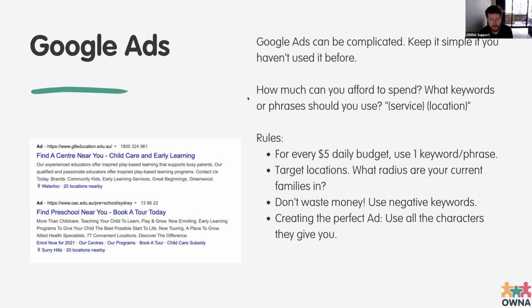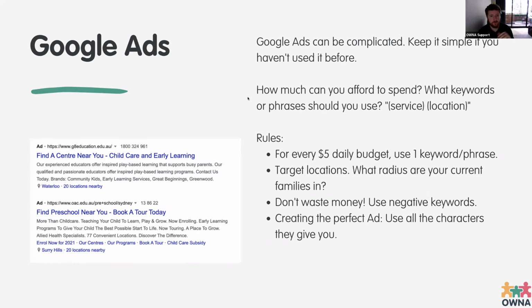So first of all, you just look at how much you can afford to spend. Like I mentioned before, if you only want to spend $5 a day, you only spend $5 a day. And then you look at the keywords and phrases that you should use. So whatever service you offer, whether it's vacation care, OSH services, long day care, put that in, put the location in. You can put that in the keyword, because that's what people would search, and you can also put it in your location targeting.